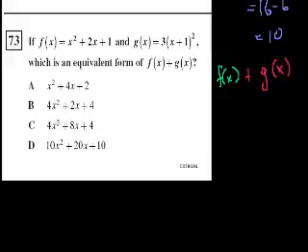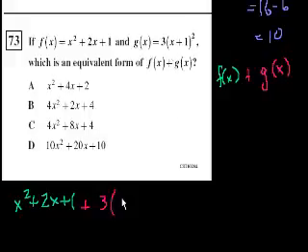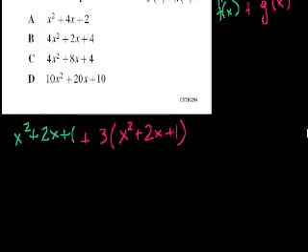What's f of x? F of x is x squared plus 2x plus 1. That's f of x. And then we're going to add g of x to that. Plus, oh, I see why, they want us to expand this out. So g of x is 3 times x plus 1 squared. Well, that's 3 times x squared plus 2x plus 1. But then from here, we just have to simplify this all out.